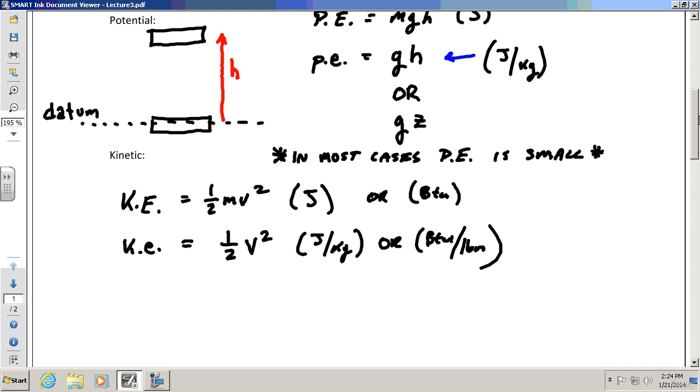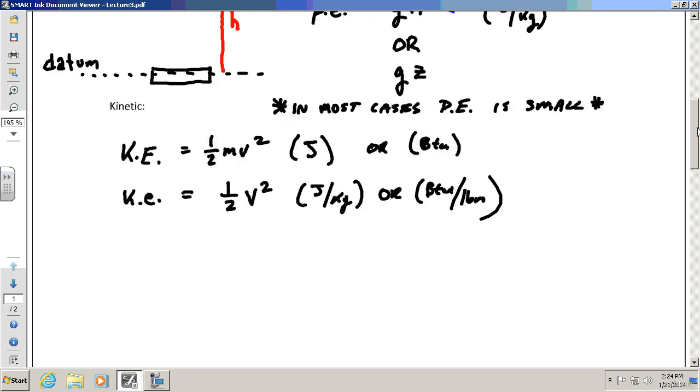Now, let me give you a quick example of the units. What are typical units of velocity? Meters per second, that's the most common we're going to see. If I plug that into the kinetic energy formula, 1/2 v squared, what are my units going to be? Just the units. Meters squared per second squared. I'm claiming meters squared per second squared has the same units as joules per kilogram.